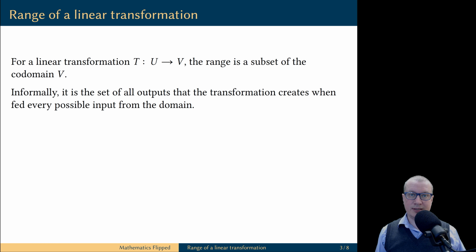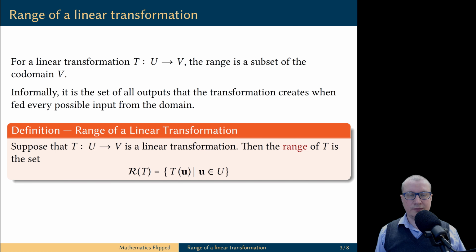Informally, it is simply the set of all possible values of the linear transformation as a function. And here is a formal definition of the range. You take all possible inputs from the domain, you compute the values of the linear transformation on those inputs, and the set of all these values is the range.